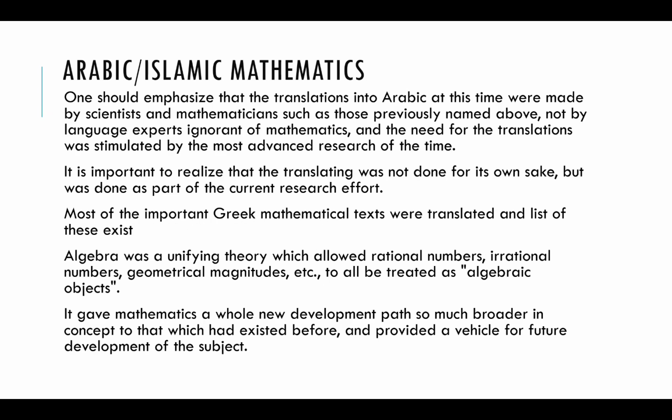One should emphasize that the translations into Arabic at this time were made by scientists and mathematicians, such as those previously named above, not by language experts ignorant of mathematics, and the need for the translation was stimulated by the most advanced research of the time. This is that big difference.